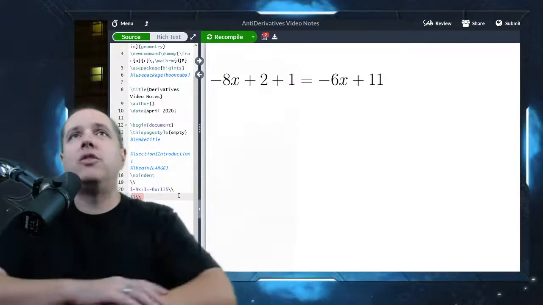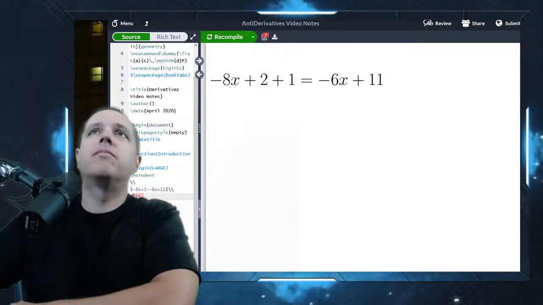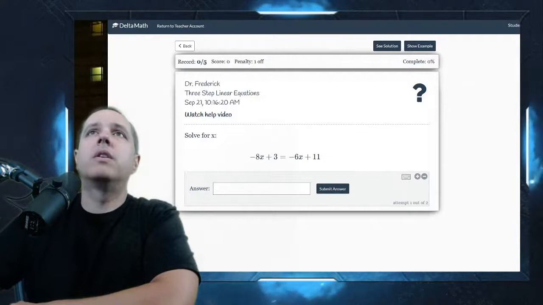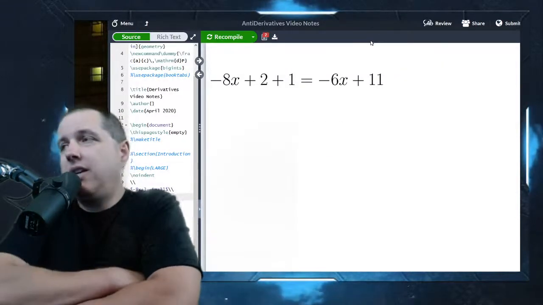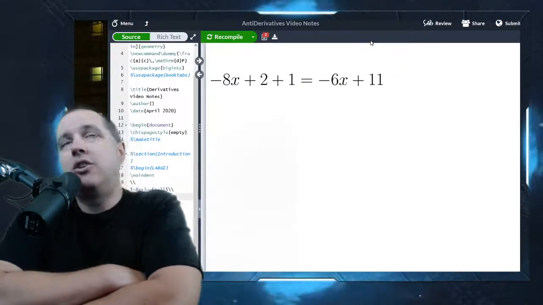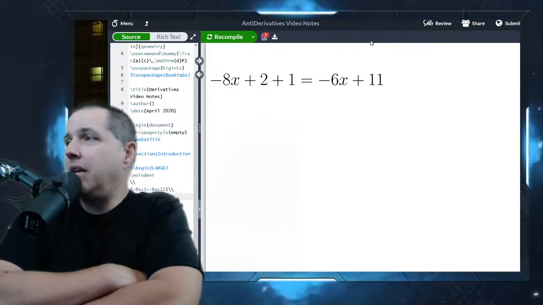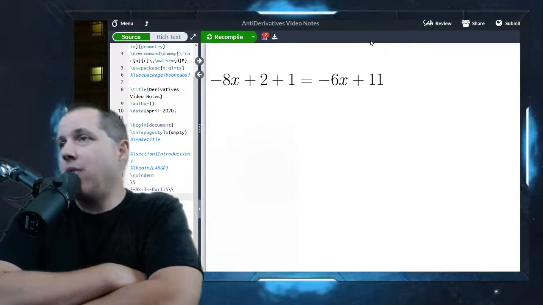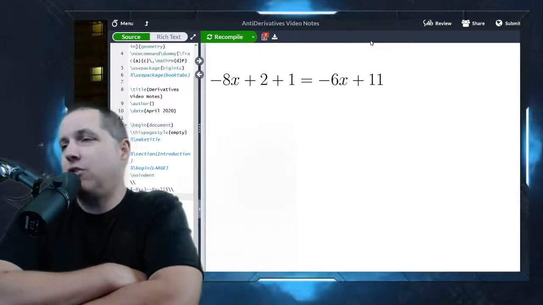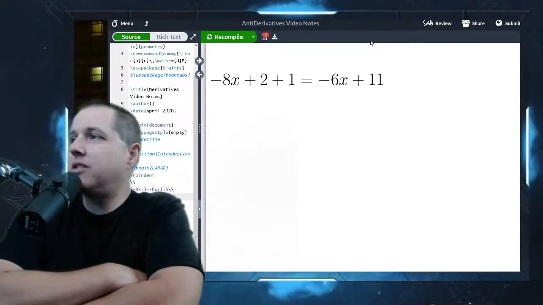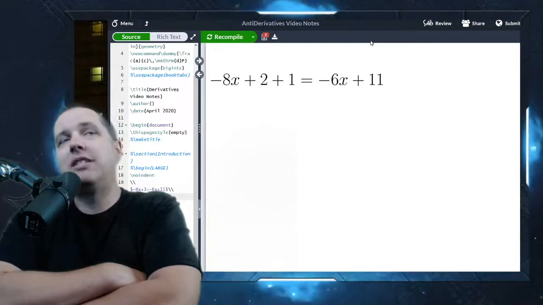So what do I want to do? Well, I can choose, right? I can choose to get my variable term on the left or the right. If you choose differently than me, it doesn't matter. It doesn't mean my way is better. It doesn't mean your way is better. It's just two different ways, two different choices to make when doing effectively the same thing.